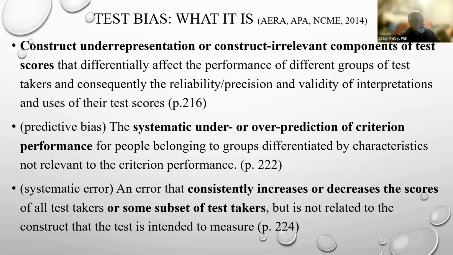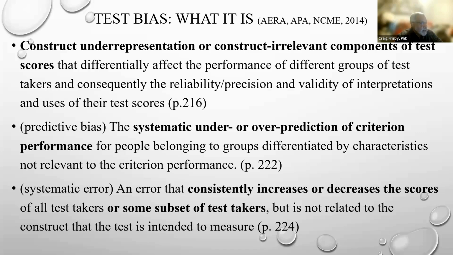Another way that they define bias in the standards document is they say that whenever you give a test and you get scores, we have to conduct studies that will correlate our scores with criterion measures outside of the testing situation. That's why we are giving tests. So if we do that and we find that our scores under- or over-predict the criterion outside of the testing situation, we would then say that that test is showing predictive bias.